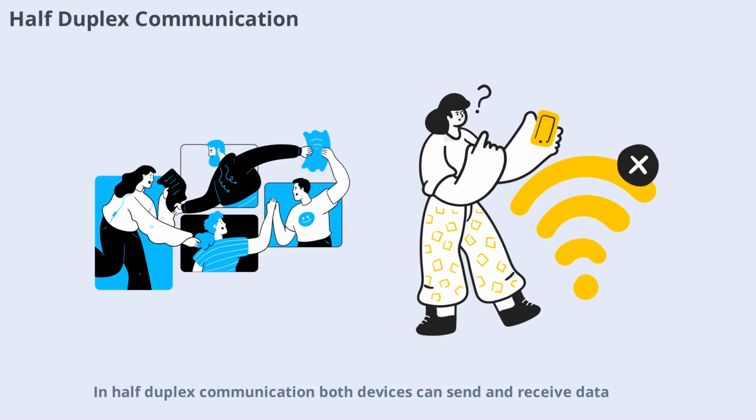In half-duplex communication, both devices can send and receive data, but not at the same time. Imagine using a walkie-talkie. You press a button to talk and release it to listen. This mode is useful in situations where two-way communication is needed, but simultaneous transmission isn't required. It's a practical solution for many real-world applications, balancing efficiency and simplicity.